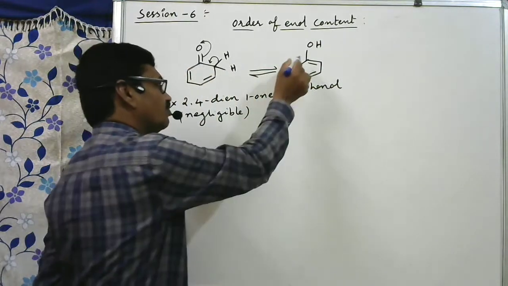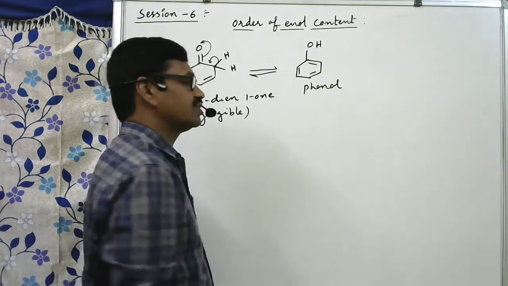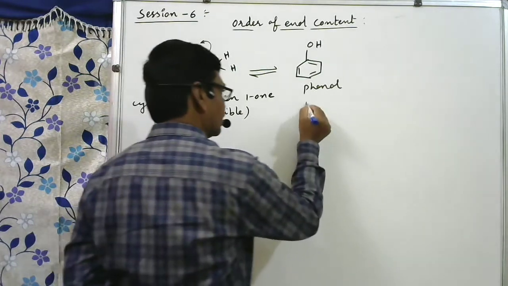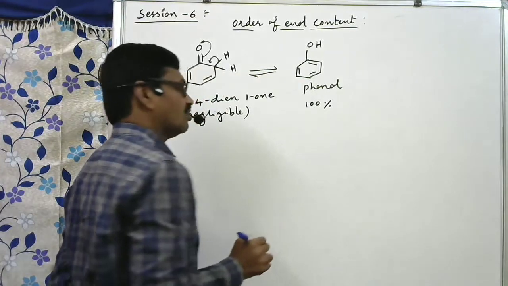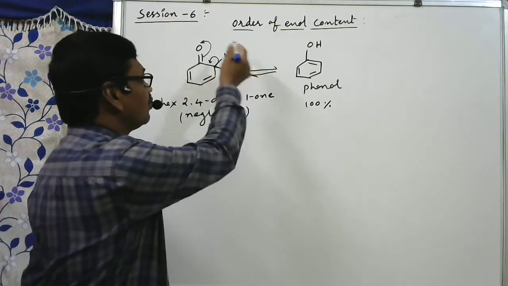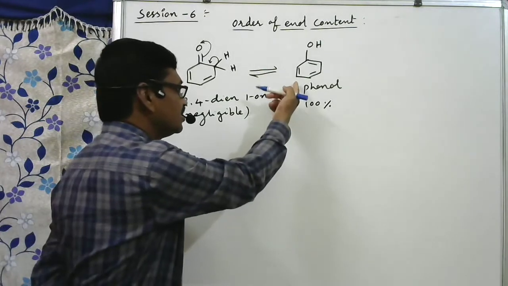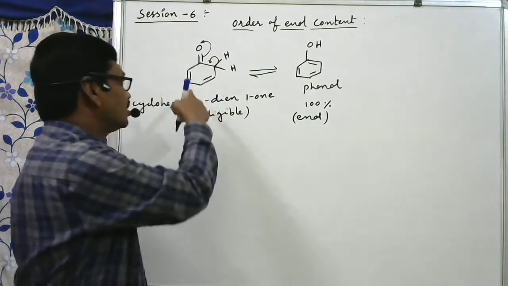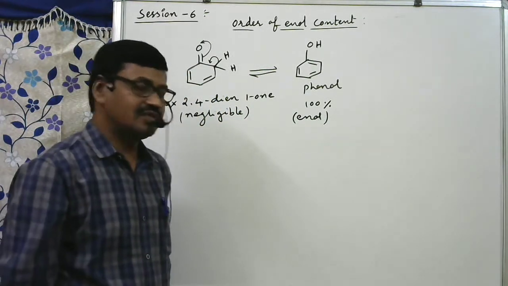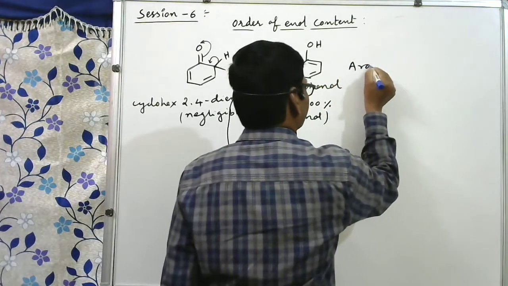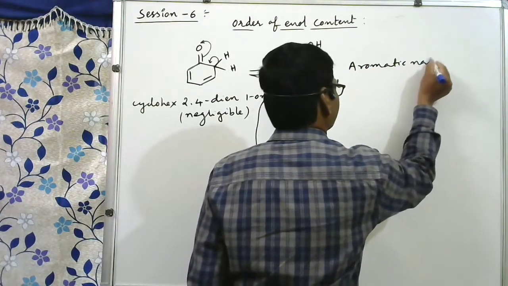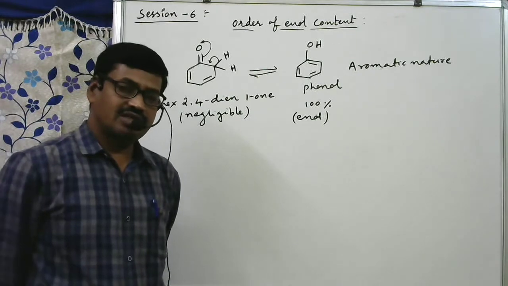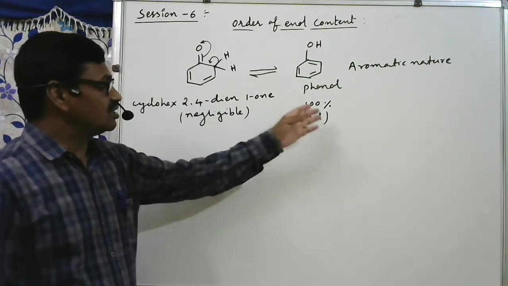Otherwise, we can write it as cyclohexa-1,3,5-trien-1-ol. Its content is 100%. In terms of enol content, this is the enol, and the enol content is almost 100% here. This is the keto form, and the keto form is negligible because of its aromatic nature. Aromatic compounds are more stable compared to non-aromatic compounds, so here the enol content is more.